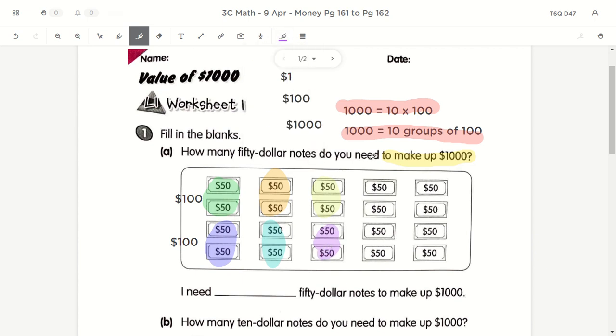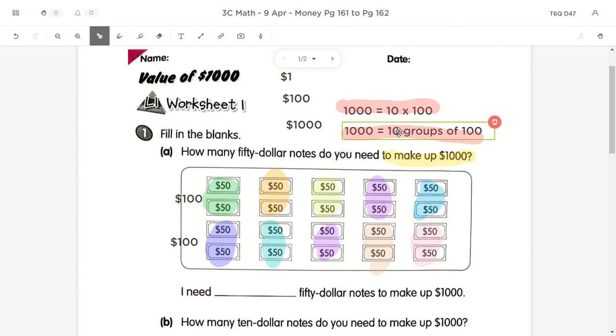This is 100. This is 100. This is 100. And this is 100. So you realize I have how many groups of 100? I have one group, two group, three group, four group, five group, six group, seven group, eight group, nine group, 10 groups. And 10 groups of 100 give you 1000.